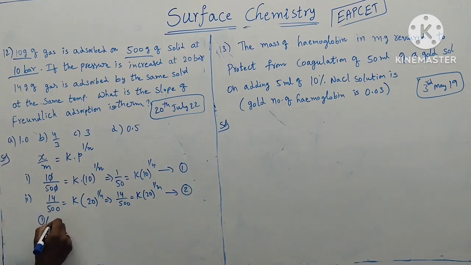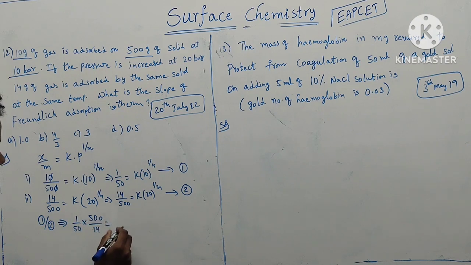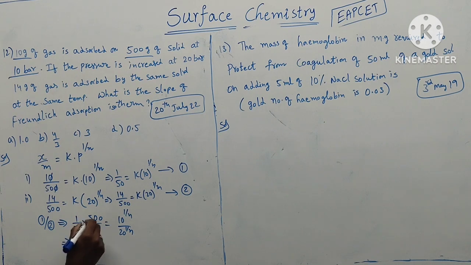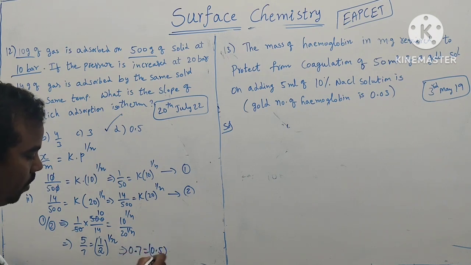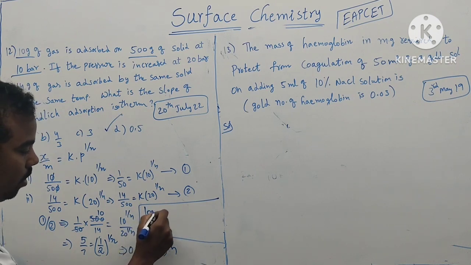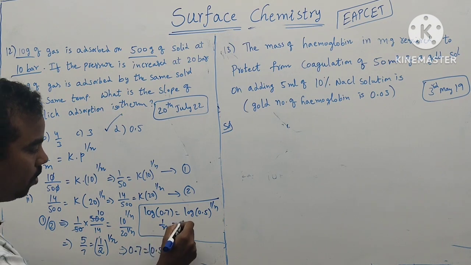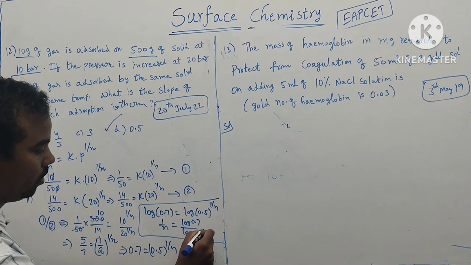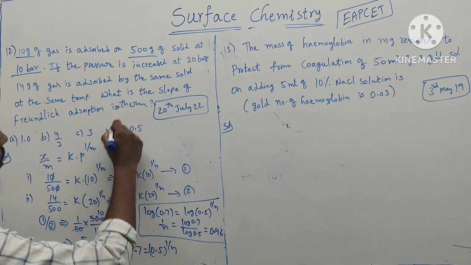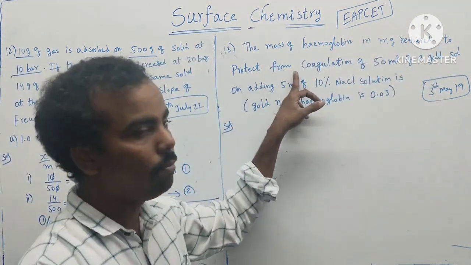So if you take equation 1 by equation 2, 1 by 50 into 500 by 14 is equal to k into 10 power 1 by n by k into 20 power 1 by n. K cancels. So 10 by 14 means 5 by 7 is equal to 10 by 20 whole power 1 by n, which is 1 by 2 whole power 1 by n. 5 by 7 means 0.7 is equal to 0.5 whole power 1 by n. If you apply log, log 0.7 is equal to 1 by n into log 0.5. So 1 by n is equal to log 0.7 by log 0.5. You calculate this, the answer is nearer to 0.46, that means 0.5. So the answer is D.